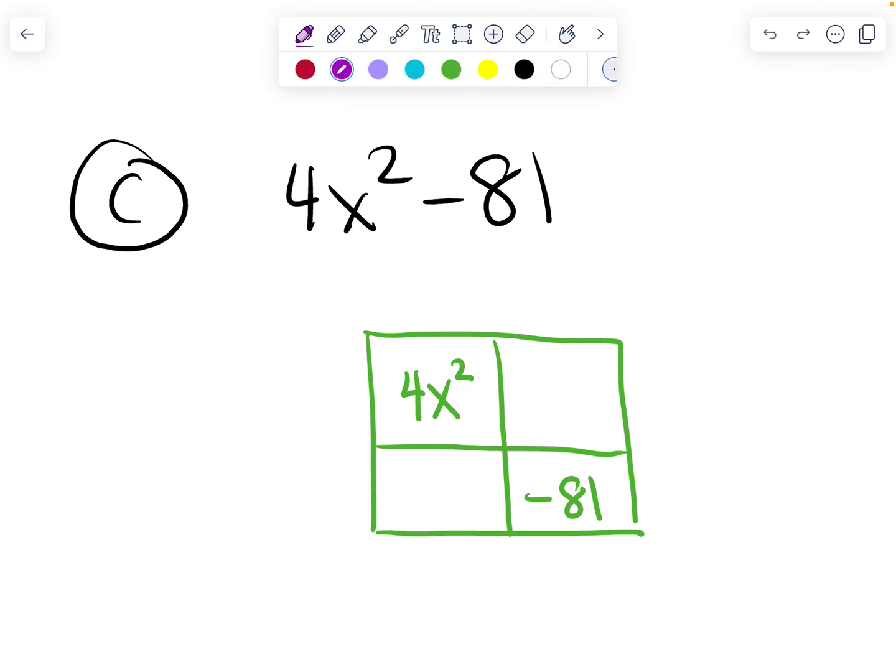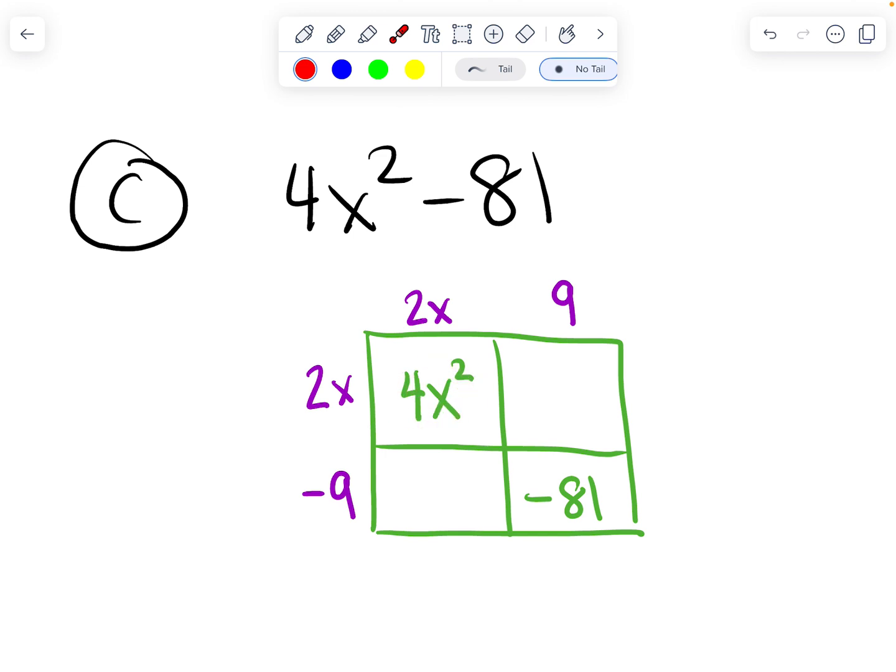So what I mean by that is to get an 81 happening here, we need a 9 and a negative 9. Same, but opposite. And the same thing goes here, but this is going to be an opposite situation. So to make a 4, we're not going to use 4 times 1. We're going to use 2 and 2. And obviously we're going to put x's in there because otherwise we wouldn't have an x squared. So remember, we always need an x here and an x here for this box.